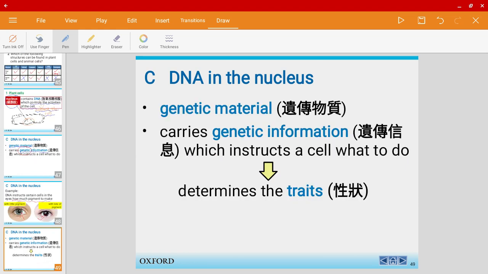Due to this genetic information that DNA could carry, it is also able to determine the traits of a human being. Traits, we could also reword as characteristics that are determined genetically.